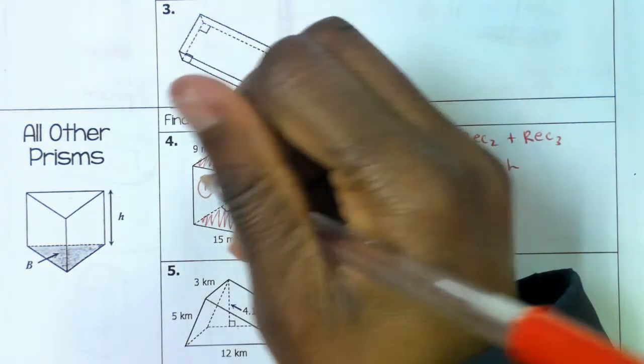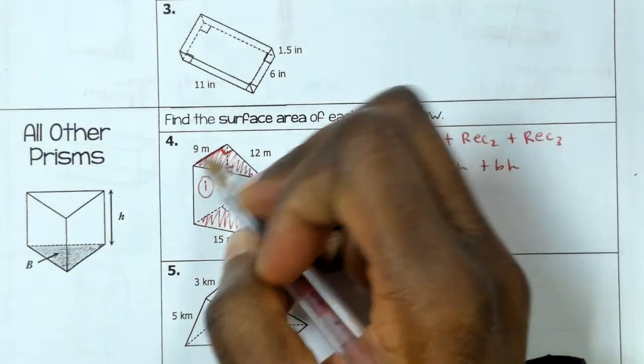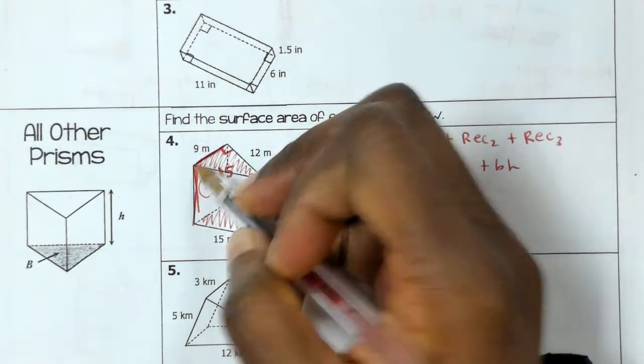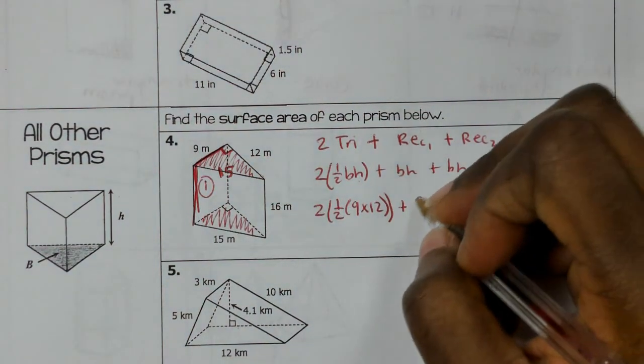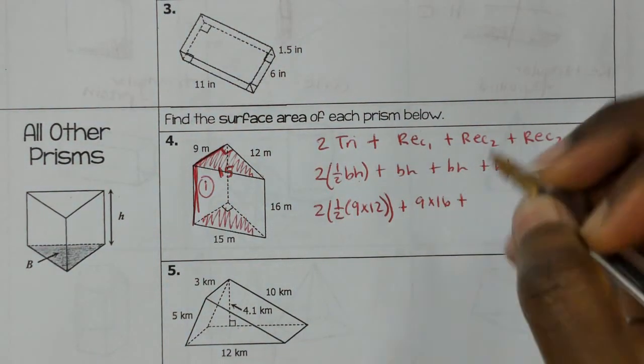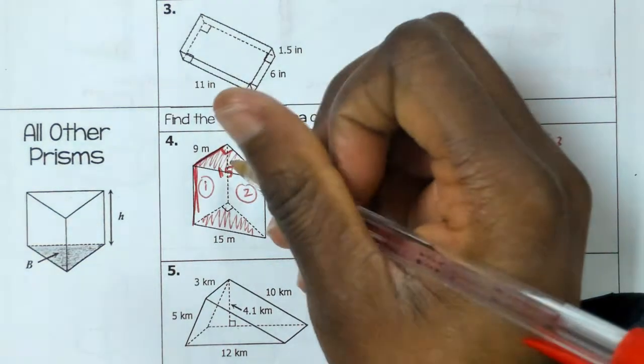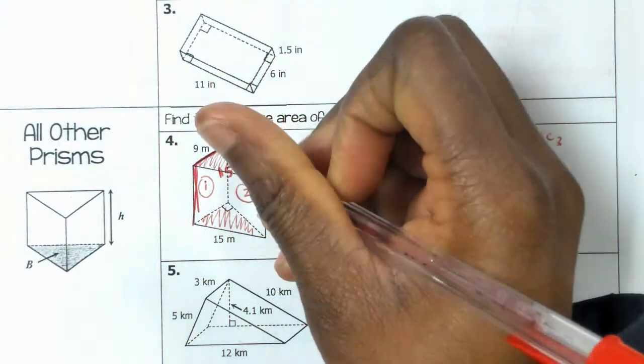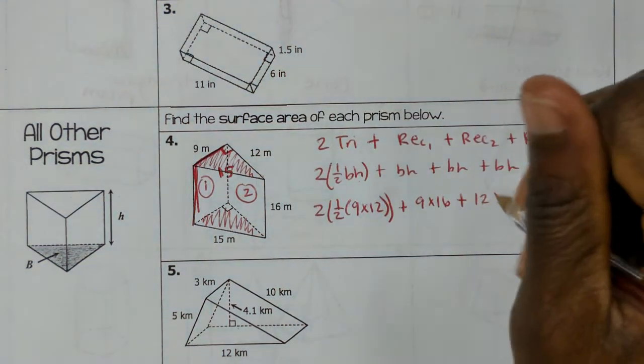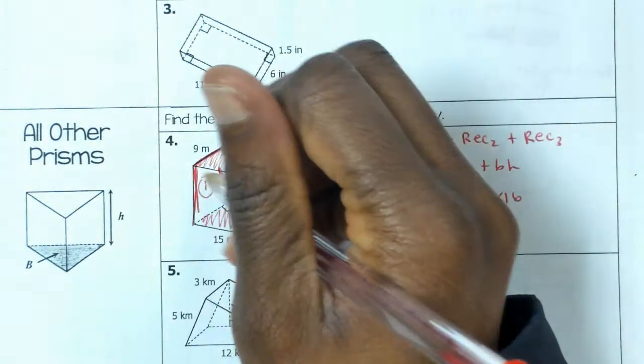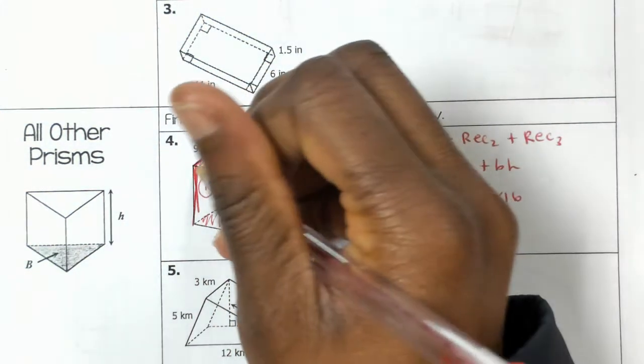So rectangle 1, I'll put this side as rectangle 1, so it's this by this, which is 9 by 16. Rectangle 2, I'll make the right side rectangle, which is a 12 by 16. And then rectangle 3 is the front face, so this is 15 by 16.